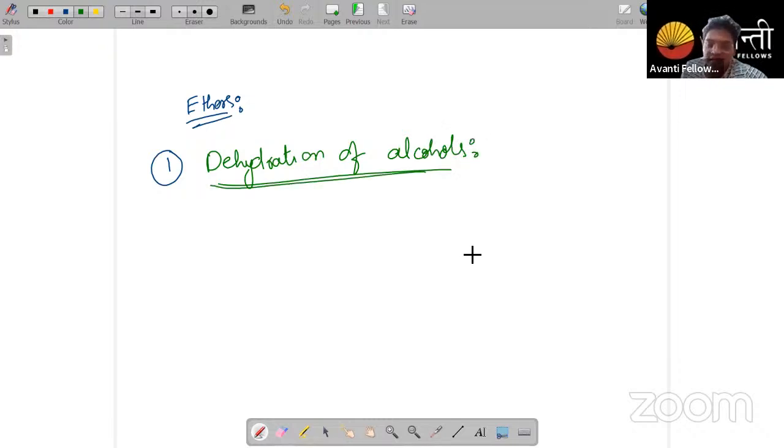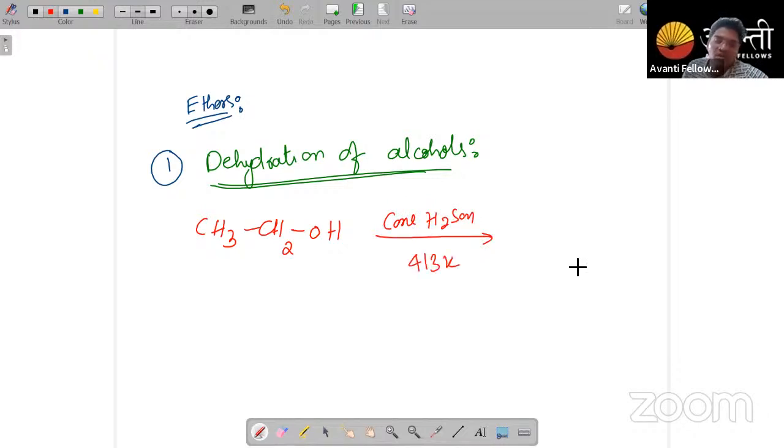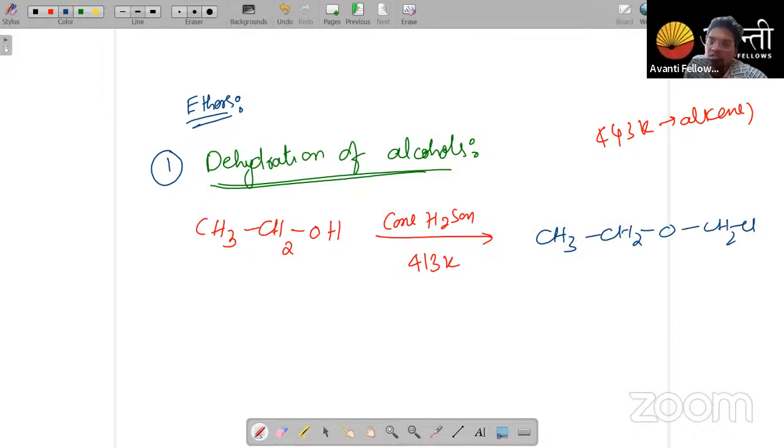In the pre-board also, last time a question came. Suppose I have an alcohol CH3CH2OH, and I am using concentrated H2SO4 at 413 Kelvin. At 443 Kelvin, you will get an alkene. But if it is 413 Kelvin, you are going to get an ether, CH3CH2OCH2CH3. So ether formation will take place at the lower temperature.